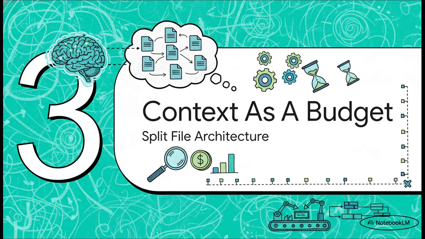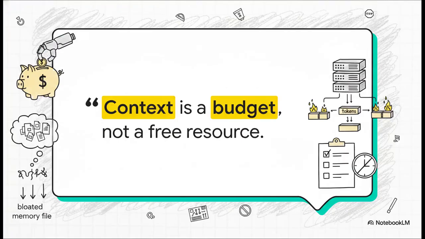Okay, section 3, context as a budget, and the split file architecture. Let's dive right into the brain of our factory. I really want you to burn this quote into your mind. Context is a budget, not a free resource. A bloated memory file silently taxes every single interaction.